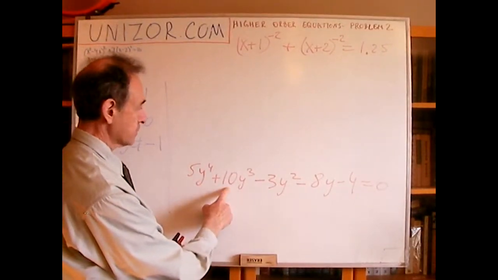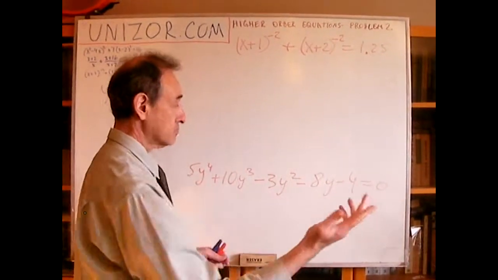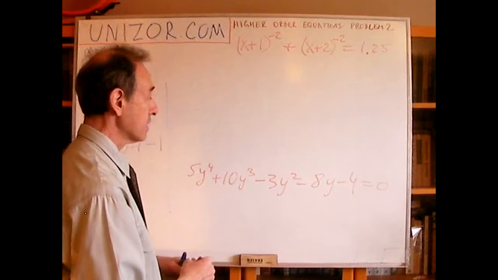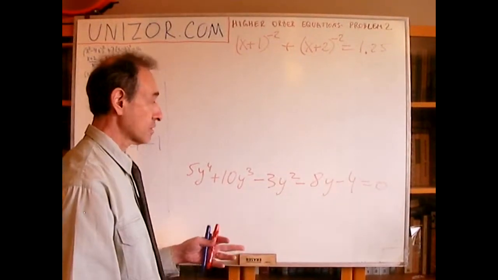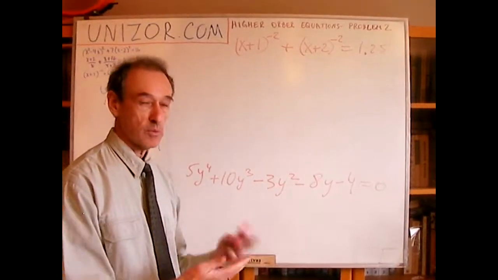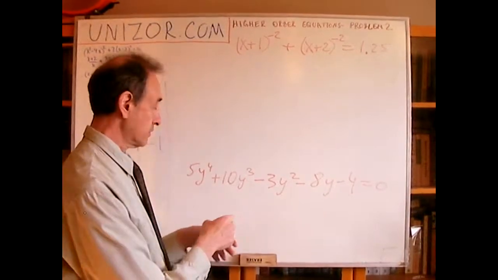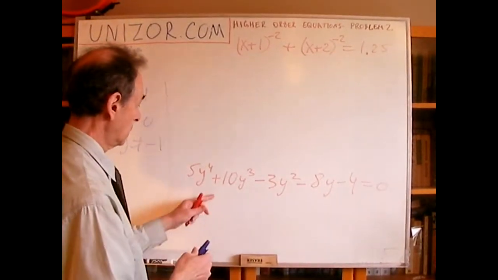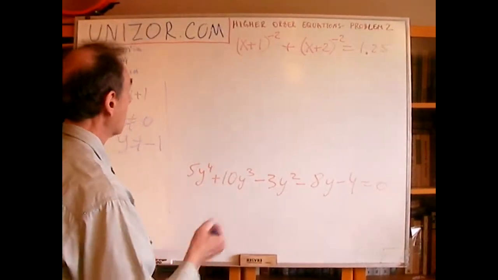5 plus 10, 15, minus 3, 12. Now, 1 actually does solve the problem. So 1 is a solution. Great. So if 1 is a solution, it means we immediately can divide it by 1. We have to extract the factor y minus 1 from this particular polynomial. So how can we do it?